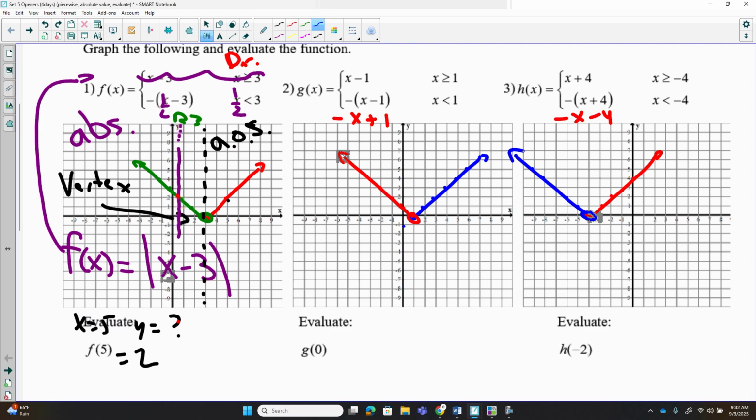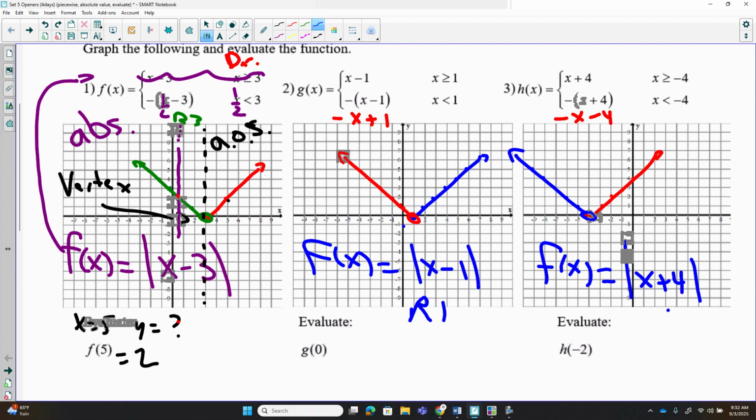Now, again, this would be f of x is equal to the absolute value of x minus 1. This is what that function looks like. I am moving it right 1. That is what you're doing with this absolute value, moving to the right 1. This one, I would have f of x is equal to the absolute value. What do you think it's going to be? It is going to be x plus 4 because we're moving it which way? Left 4. Okay.